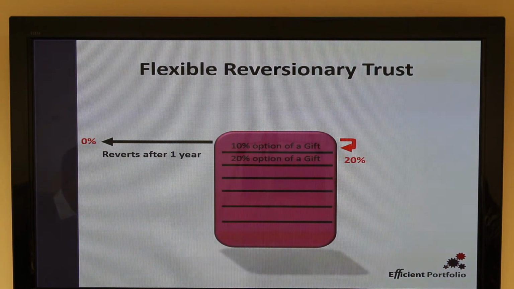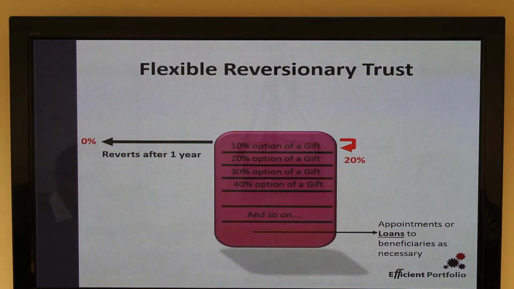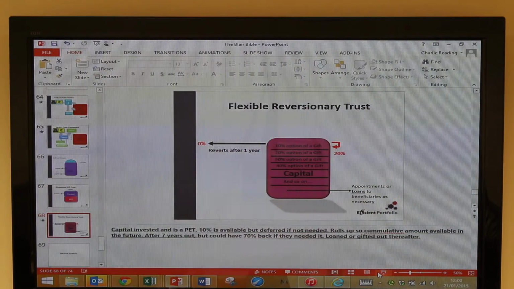So in year 2, if you rolled that first lot over, you have the opportunity to take 20% back if you want to, and so on. It's a great way of getting money out of the estate, because it takes 7 years to get out of the estate as a gift, whilst retaining the option to get some of the money back if you were ever to need it in the future. You can also make appointments or loans to the beneficiaries during your lifetime if you so wish.